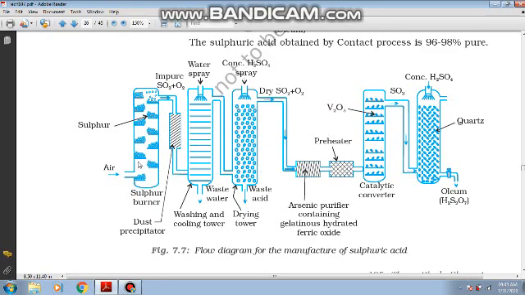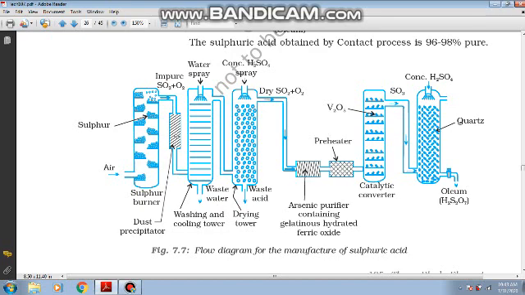So this is the first chamber where sulfur is burnt in air. Now this air contains a lot of other gases, only oxygen is reacting with sulfur. So we get SO2, and definitely some unreacted oxygen is there, nitrogen is there, other gases are there, some dust particles are also there. So we need to purify this sulfur dioxide first, because our process of manufacturing will start from the sulfur dioxide. Therefore we need to remove all the other gases and impurities from this gas mixture.